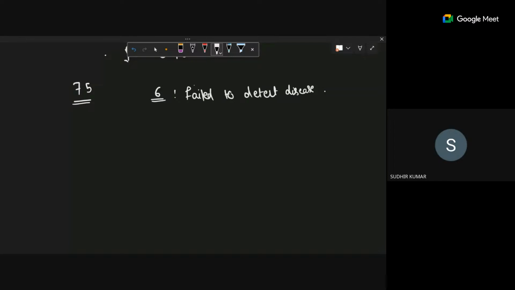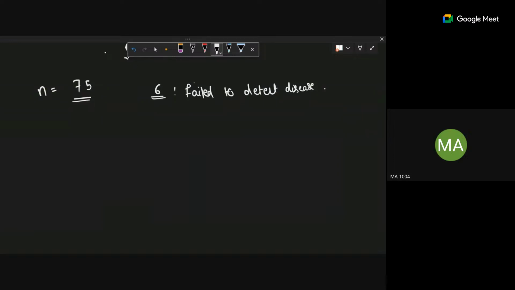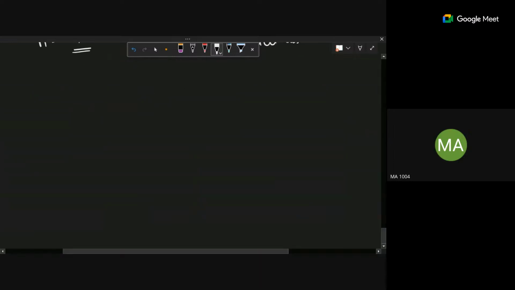Then it is 1800. That's what, 8%, right? 6 by 75, that will be the probability, right? If you took your n as 75 and out of 75 you got 6, which failed to detect the disease, how to calculate the probability? That is 6 by 75, right? 0.08 you will get. Yes, ma'am. Okay, fine.